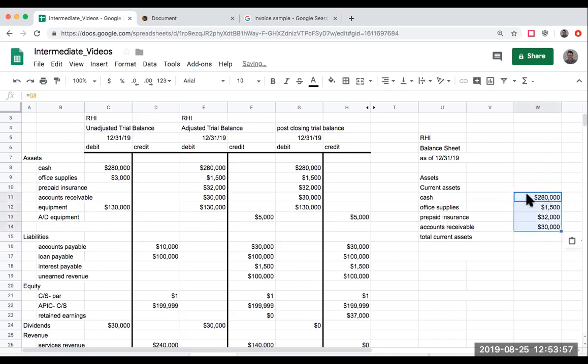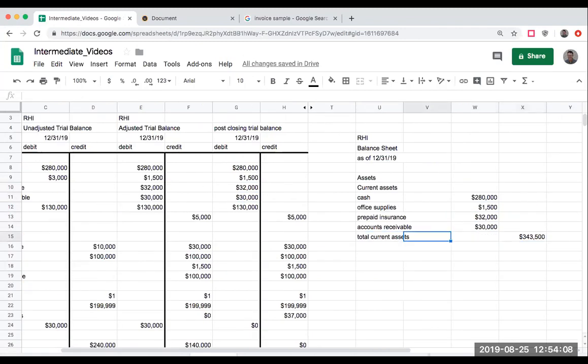Okay, so let's make sure we got this right. I got cash of 280, office supplies of 1,500, prepaid insurance of 32,000, and accounts receivable of 30. So my total current assets are going to be 343,500. My non-current assets, I'm going to have equipment. My equipment here was 130,000, less my accumulated depreciation on equipment, which is going to be a negative 5,000.